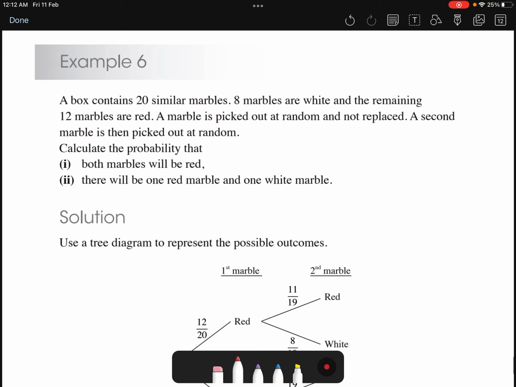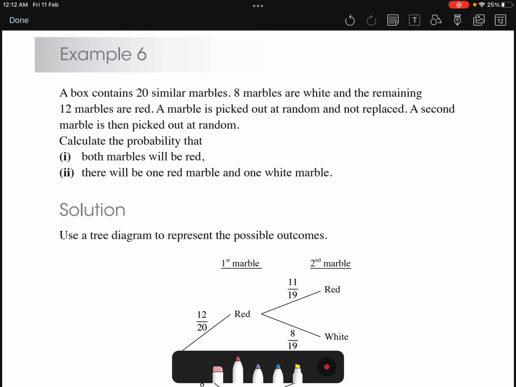Now I move on to example 6. Example 6 is also a very similar question. A box contains 20 marbles. 8 marbles are white and the remaining 12 marbles are red. A marble is picked up at random and not replaced. A second marble is then picked up at random. So you can see I choose one first, then I choose the other one. So definitely it's a tree diagram. Calculate the probability that both marbles are red.